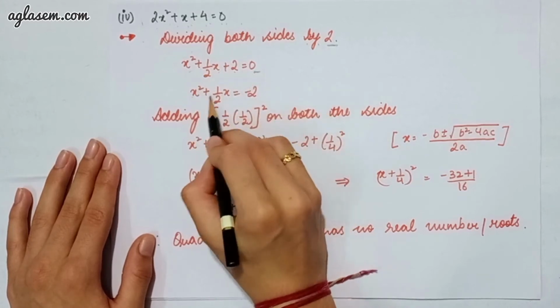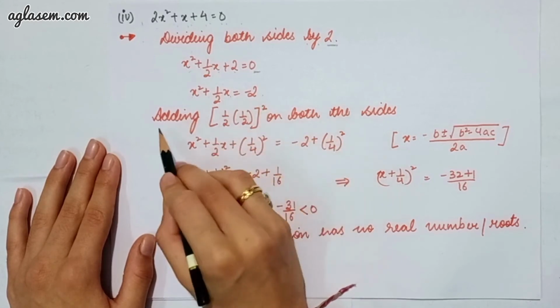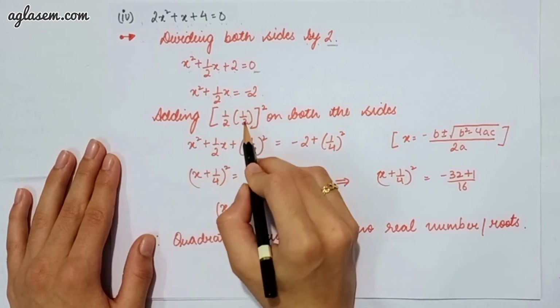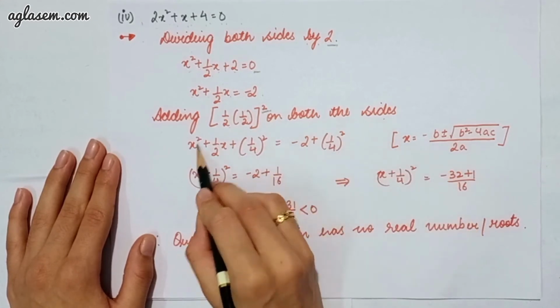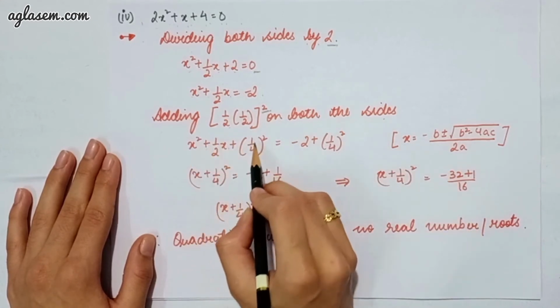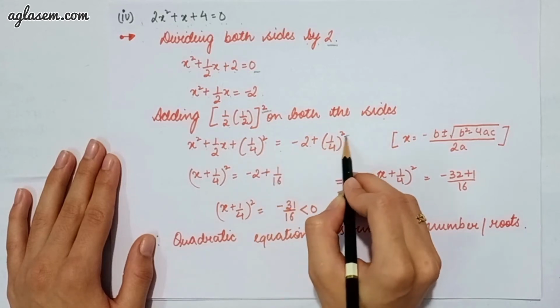So x square plus 1 upon 2x is equal to minus 2. We can write it as, now we have to add 1 upon 2 into 1 upon 2 whole square on both the sides. Therefore, it will give you x square plus 1 upon 2x plus 1 upon 4 whole square, that is equal to minus 2 plus 1 upon 4 whole square.